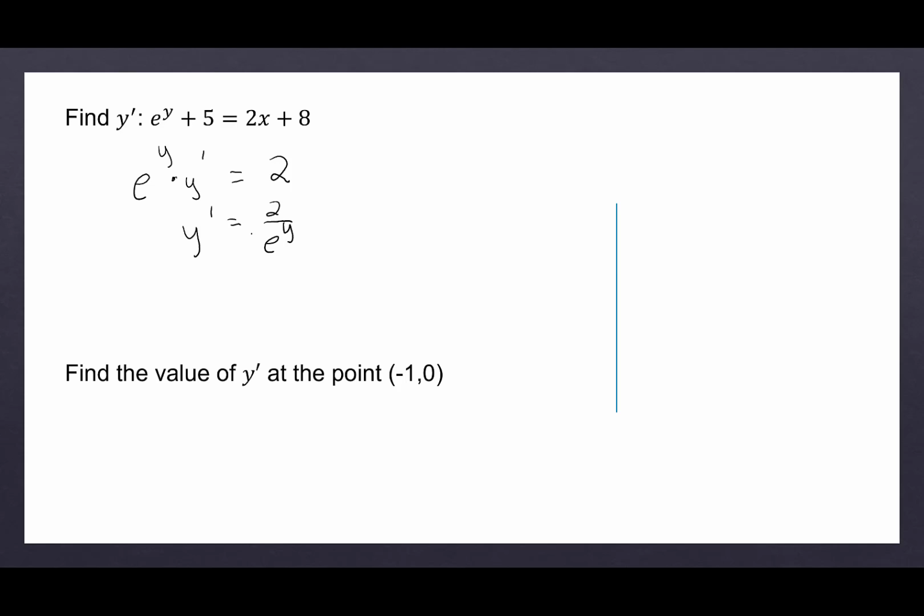One more time, we have a value. We want to know what's the value of y prime if I put in (-1, 0). And you may think, well, what am I going to do? How am I going to put in (-1, 0) when I don't have an x? And it's really not a problem. I say y prime is equal to 2 over e to the 0. 0 is the value for y, so I put it into the exponent for e. e to the 0 is 1. I get the value of 2.